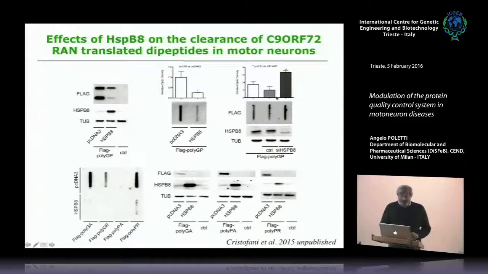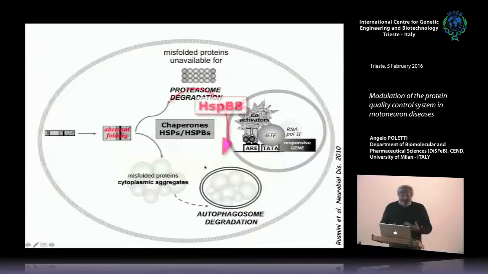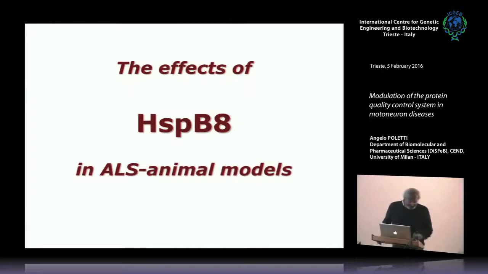So this is true for the entire set of dipeptides that have been identified in patients, produced by the C9orf72. So HSPB8 not only recognizes misfolded proteins, but any type of protein, maybe with strange conformation. We do not know how, but it recognizes this, and is able to direct the degradation of the protein by autophagy. So this solves the problem of the insufficient autophagy flux, the blockage of autophagy flux, and restores the normal function in the cells to clear away the misfolded proteins and these dipeptides. The entire work I showed you was done in cells.